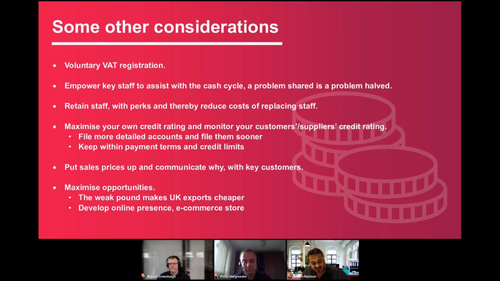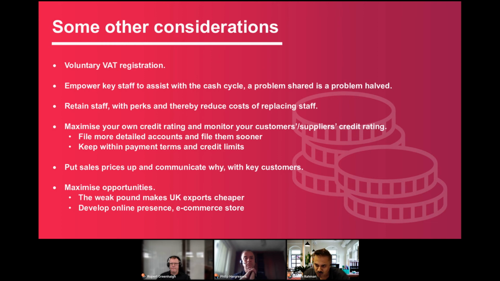A great thing to do is to make sure your credit rating is as best as it can be, because your credit rating will affect your costs, because you can't get financed at such a great rate if you've got a poor credit rating. So keep within your credit limits and make sure you pay within terms. And if you can, file as detailed a set of accounts as you can, because the credit rating agencies, I don't know how they do it. They use these weird algorithms, and sometimes I'm surprised when we put a really good set of accounts in and the rating goes down. But the credit rating agencies can only work off the data provided.